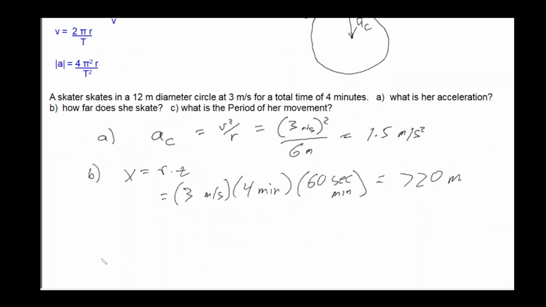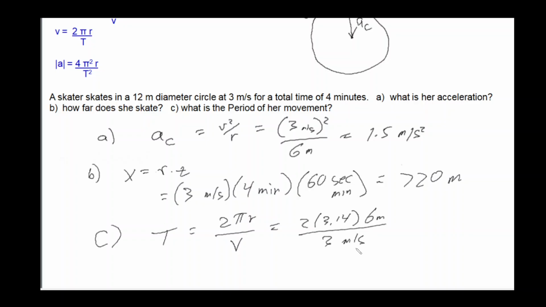And for part C, what is the period of her movement? Period, which is in seconds, is equal to 2 pi r over velocity. So that's equal to 2 times 3.14 times the radius, which is 6 meters, over her velocity, which is 3 meters per second. And if you do that calculation, you get a period of 12.4 seconds.